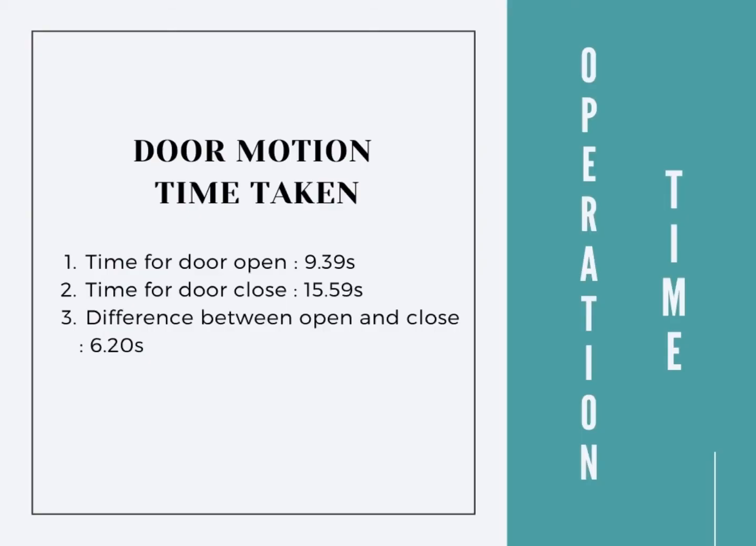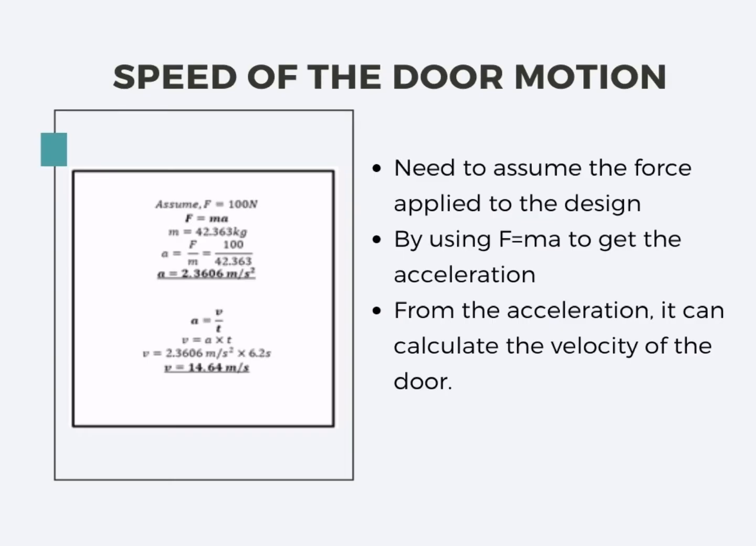So, this is the operation time. The time for the door to open is 9.39 seconds and for the door to close is 15.59 seconds. For the speed of the door motion, I assume the force applied to the design is 100 Newton and I am using the equation F equals m a, where a is the acceleration. In this equation, I need to find the acceleration. The mass I already got in the analysis, which is 42.363 kg. So the calculated acceleration is 2.3606 m/s squared.